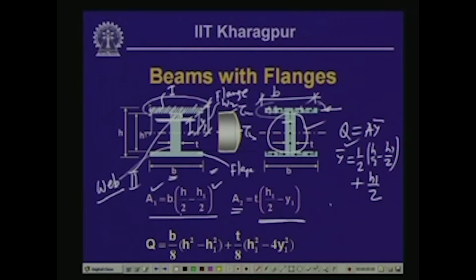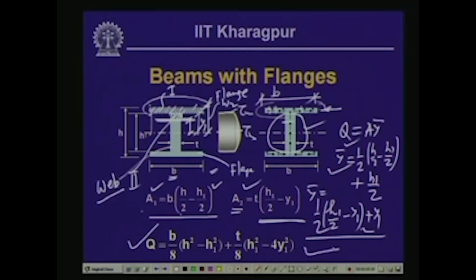For the second rectangle, the distance again, h by 2 is this and h1 by 2 is this. So, this distance is h1 by 2 minus y1. So, h1 by 2 minus y1, half of that is the CG distance, plus if we add y1 to that, this will give me the y bar for the second rectangle. So, if you do A1 multiplied by this y bar and A2 multiplied by this y bar, we will get the value of Q, which is given by this.